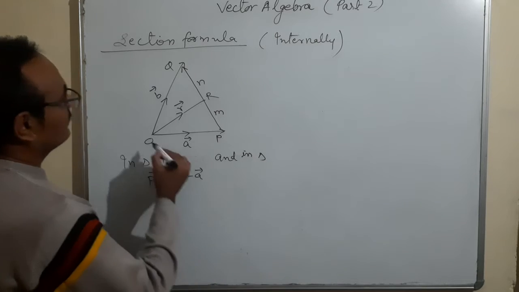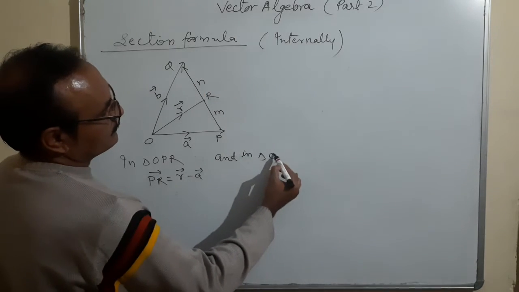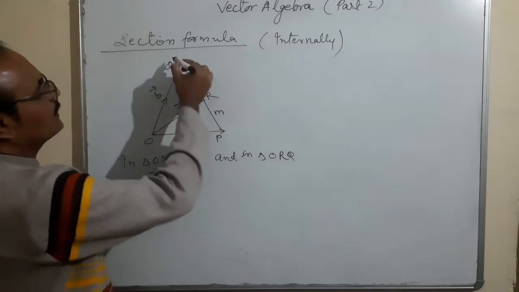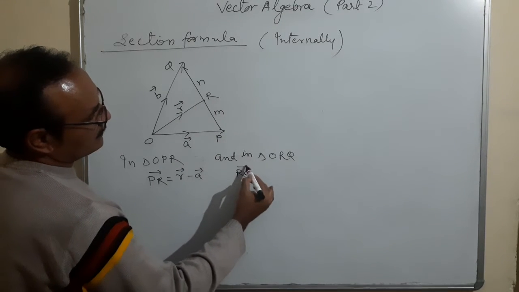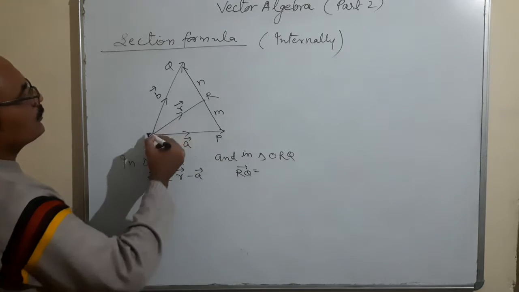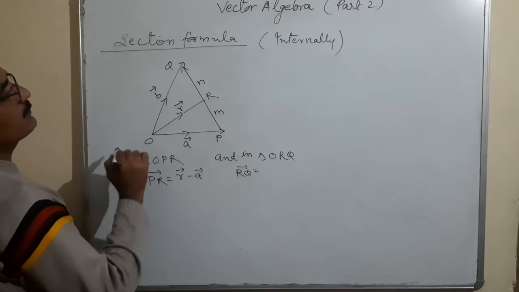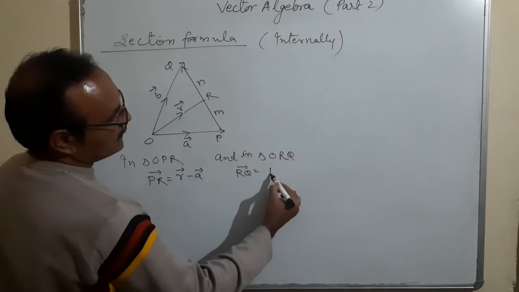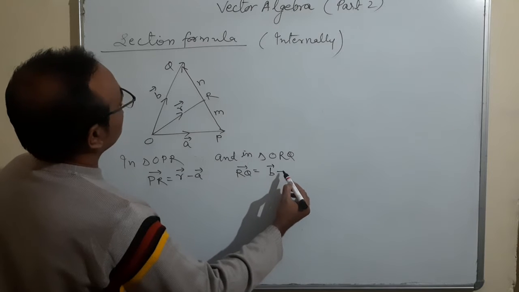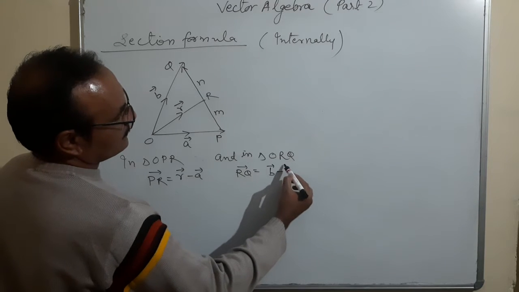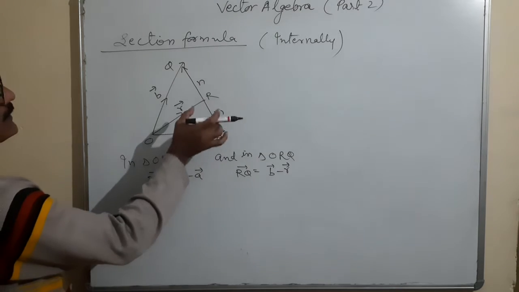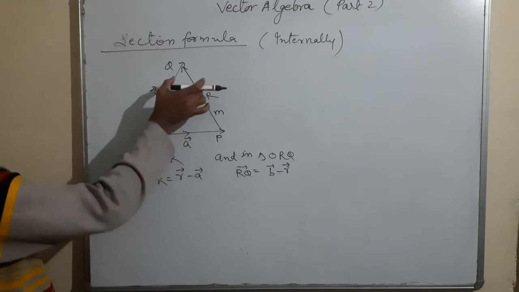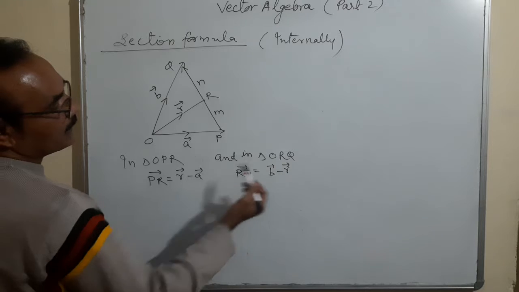In triangle ORQ, RQ is equal to vector RQ. RQ is equal to position vector of Q minus position vector of R. So vector B minus vector R. Okay. PR is R minus A, and RQ is equal to B minus R.